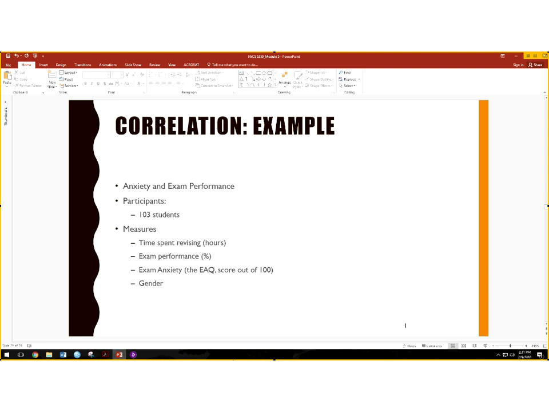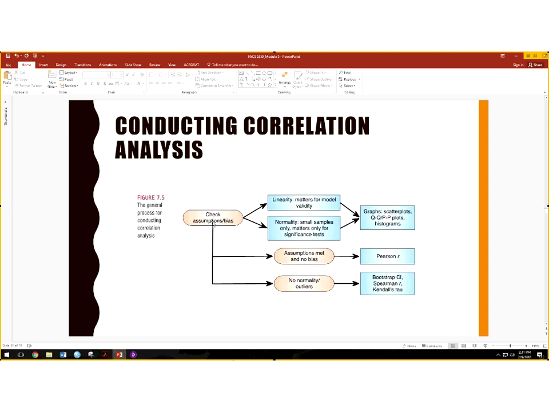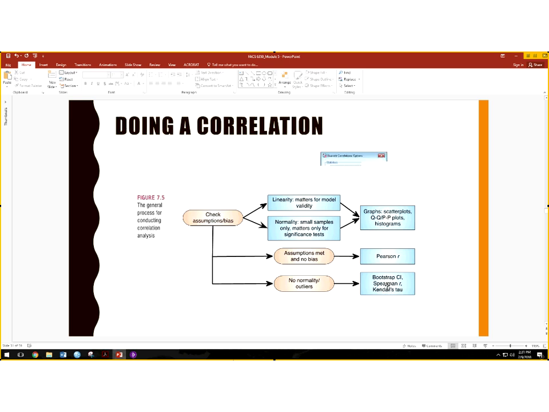And so this is an example from your textbook where you have anxiety and exam performance. You have 103 students and time spent revising homework, exam performance, exam anxiety, and gender. And so the first thing you do is you check your assumptions, and if you have linearity and normality, then you can look at your graphs and your scatter plots. And then once you realize that your assumptions are met, then you can do your Pearson's R. If your assumptions are not met, you have to do a Spearman R or a Kendall's tau.